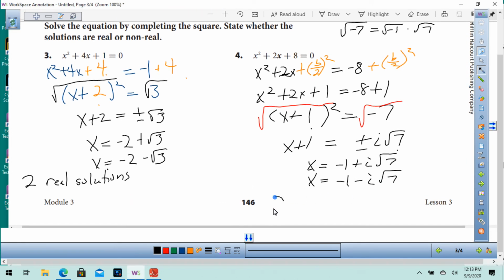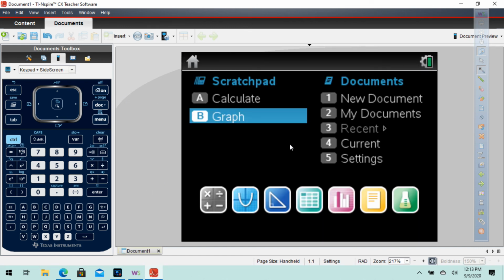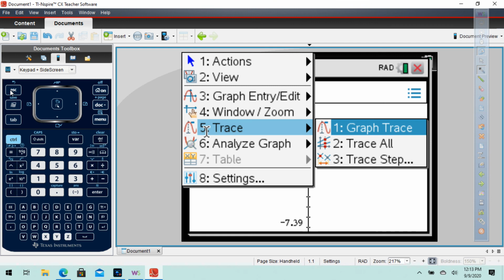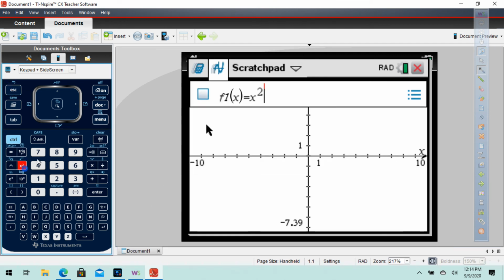So we have two non-real solutions. So, all right, now I'm going to go to that calculator and I'm going to graph that and let you see what it looks like. On graph, we got x squared plus 4x plus 1.